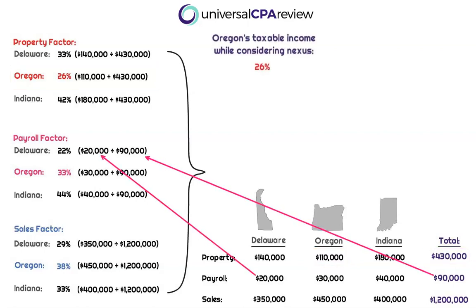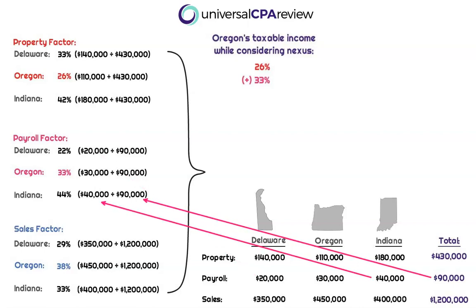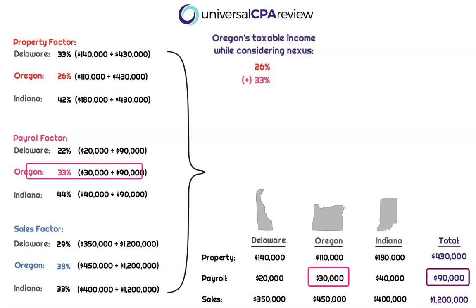All right, so Delaware would be $20,000 divided by the total payroll of $90,000 to give them 22%. Indiana would take $40,000 divided by $90,000 to give them 44%. And again, focused on Oregon, we're going to take $30,000 divided by $90,000, which would give them a payroll factor of 33%. Okay, and finally the sales factor.